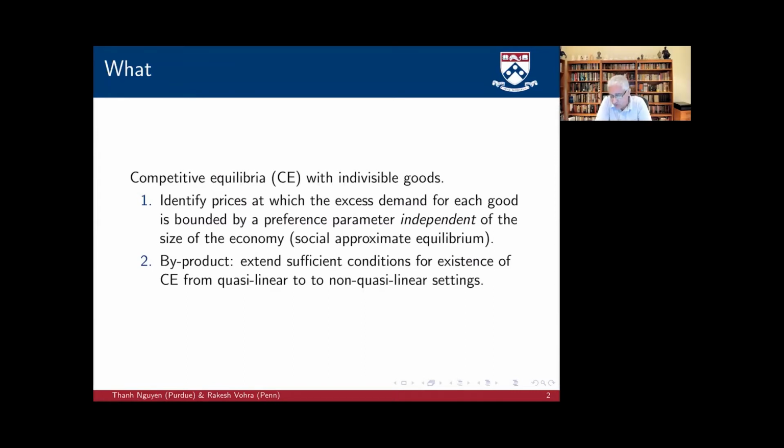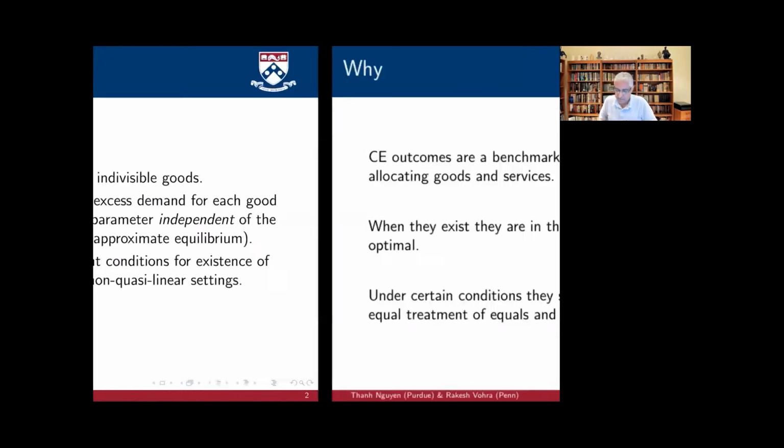The second result that we have is a byproduct of this first result, which is an extension to the usual sufficient conditions on preferences that guarantee the existence of a competitive equilibrium. Some of you will know that these sufficient conditions typically hold for quasi-linear preferences. We will give you a sufficient condition for existence of competitive equilibria with non-quasi-linear preferences. So those are the two technical results of this paper.